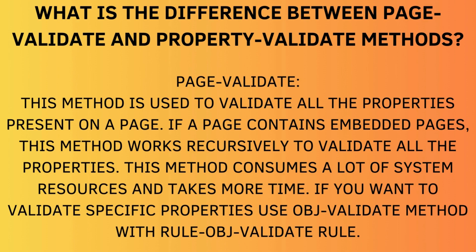Page validate. This method is used to validate all the properties present on a page. If a page contains embedded pages, this method works recursively to validate all the properties. This method consumes a lot of system resources and takes more time. If you want to validate specific properties, use obj_validate method with rule obj_validate rule.